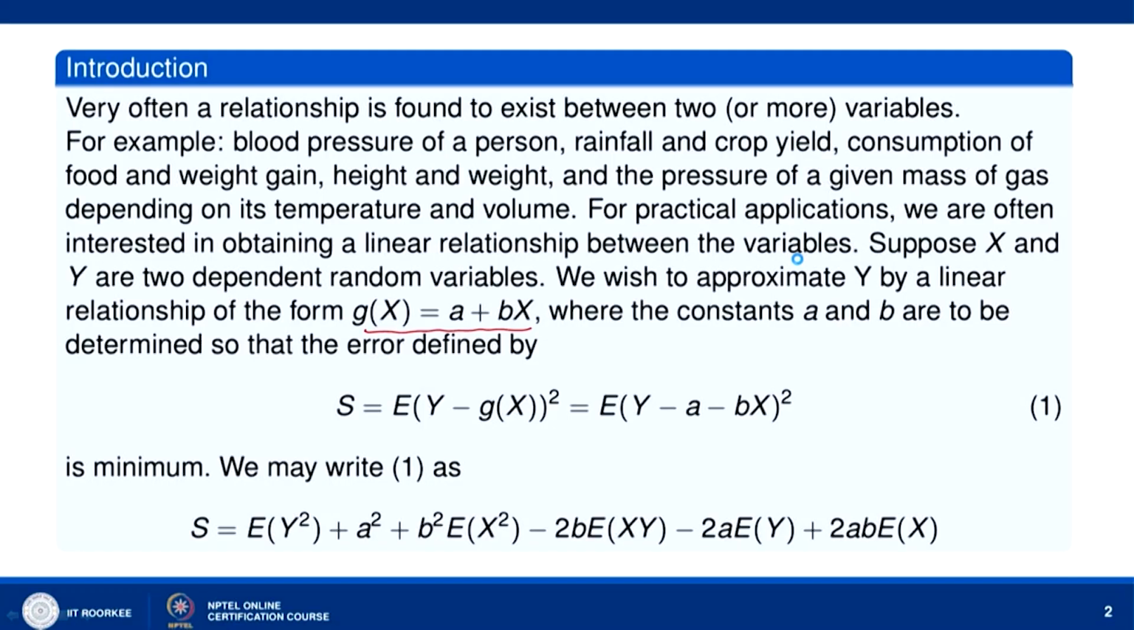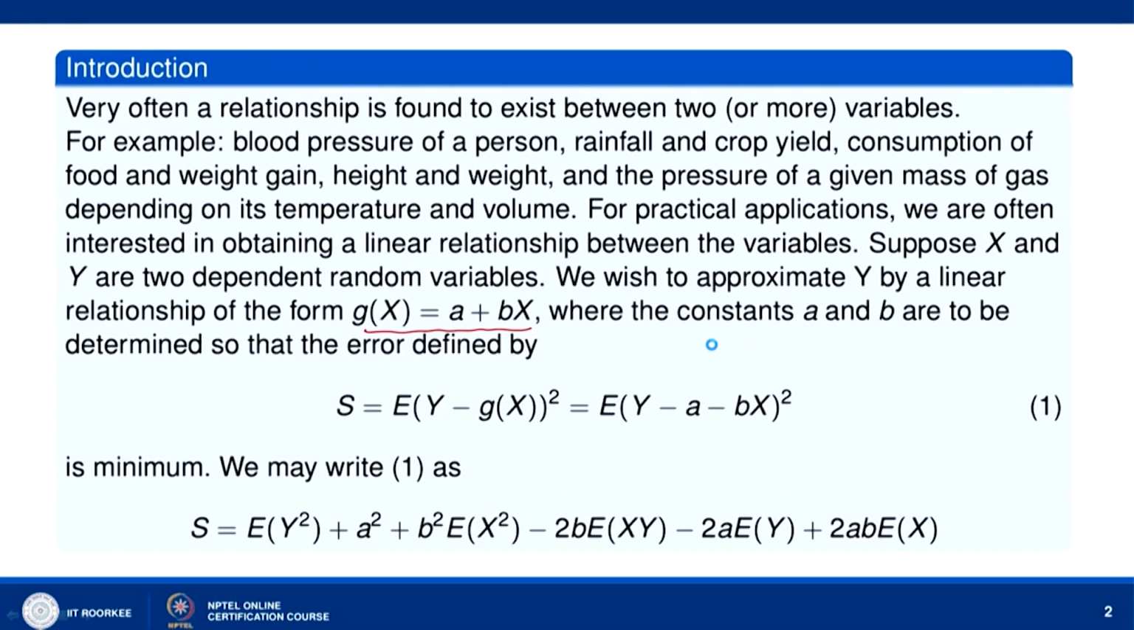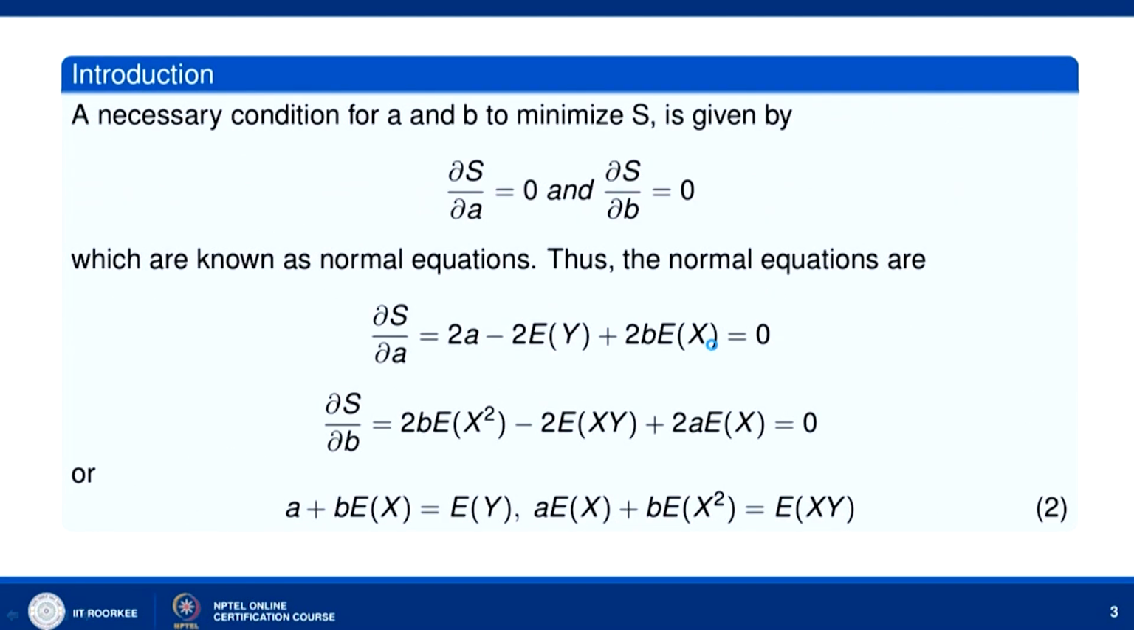Thus, the normal equations are, if you differentiate S with respect to a partially, then you get partial derivative of S with respect to a equal to 2a minus 2E(y) plus 2b E(x), and we put it equal to 0. Similarly, when we differentiate S partially with respect to b, we get 2b E(x square) minus 2E(xy) plus 2a E(x) equal to 0.